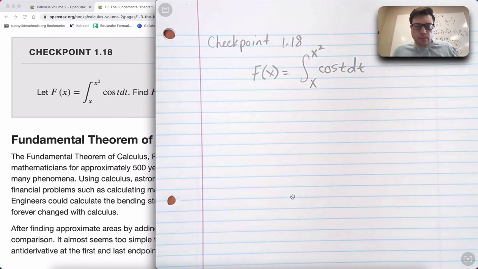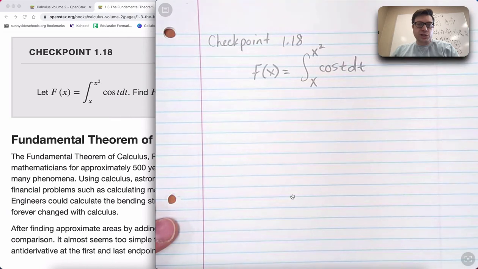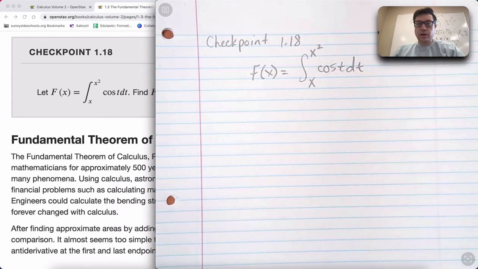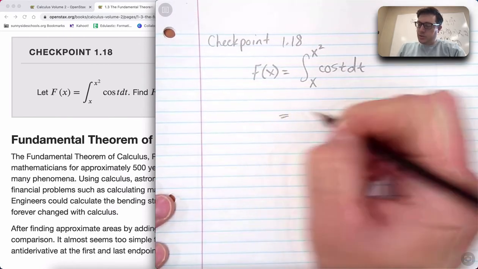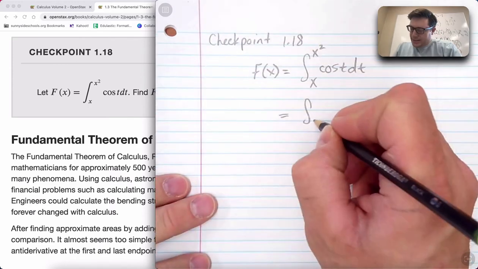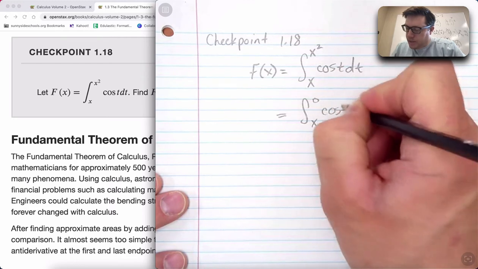To set this problem up, the first thing we need to do is actually think about how x and x squared are variable limits of integration. And all of the work that we've done so far was a constant to a limit of integration. So we're going to actually break this up into two functions. The first one is going to be the integral from x back to 0, right? If we can relate things back to 0, of cosine of t dt.